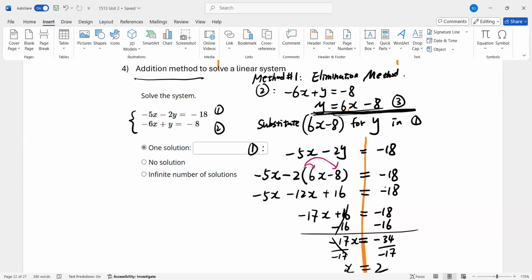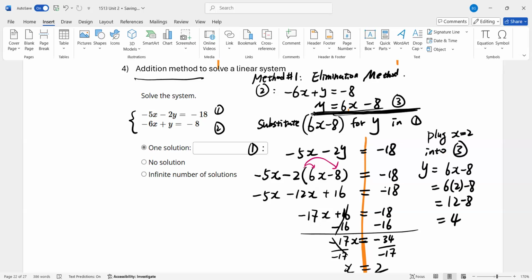So after we have x equals 2, plug x equals 2 into equation 3. All right, this is equation 3. y equals 6x minus 8. And we plug in x equals 2. 6 times 2 minus 8. 6 times 2 is 12. 12 minus 8 is 4. Okay, now we are done.